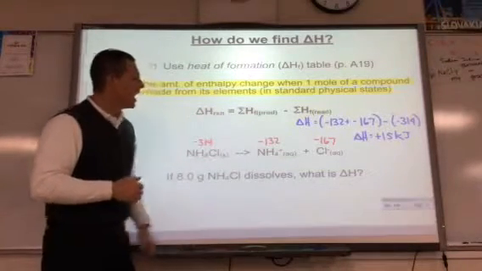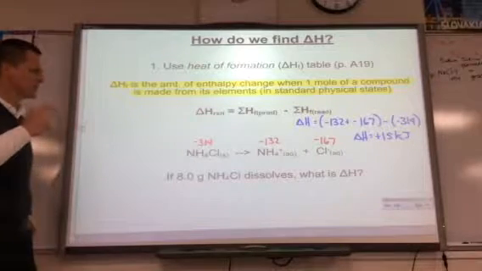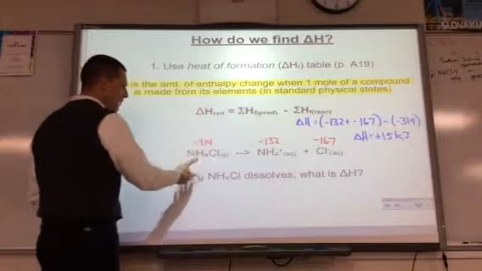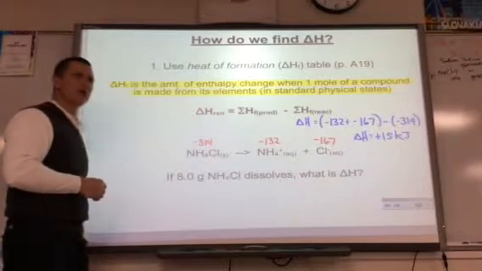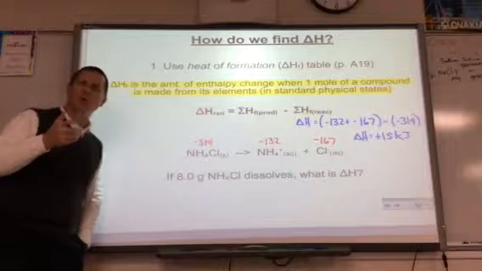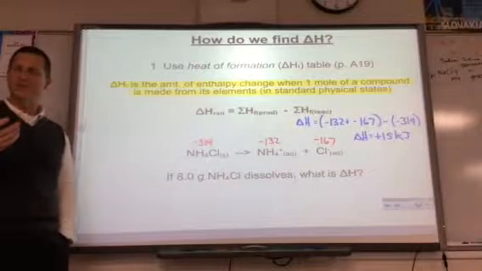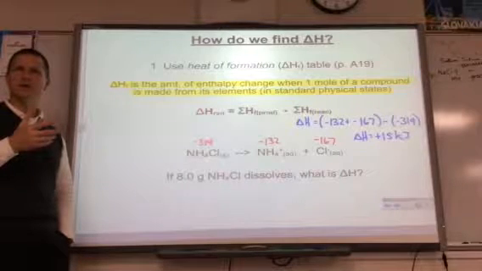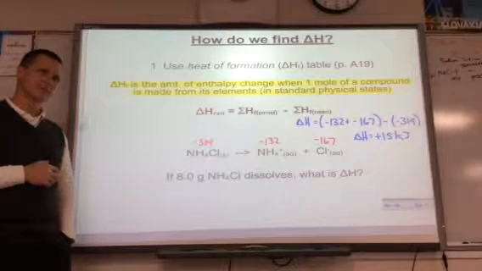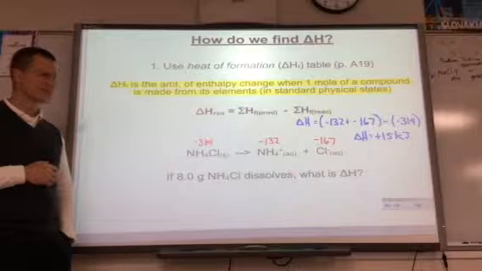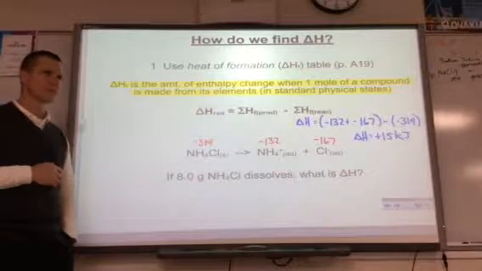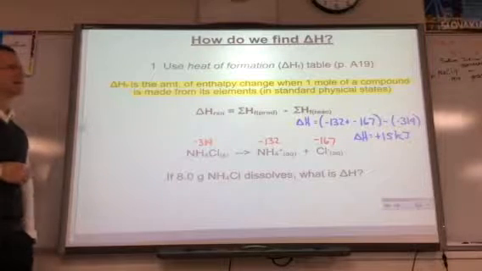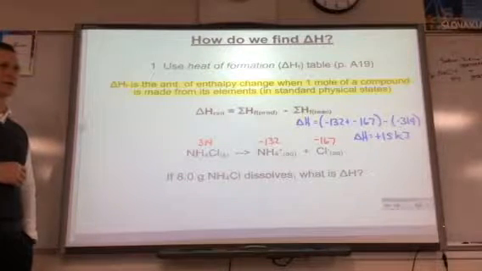So, I've got one extension question on this. What about if we didn't have 1 mole of ammonium chloride? How about if we only had 8 grams of it? Would you be able to determine what the delta H is for only 8 grams of ammonium chloride dissolving? Could you set this up as a conversion? Would you do that? Yeah, we need a periodic table for this one to convert to moles.